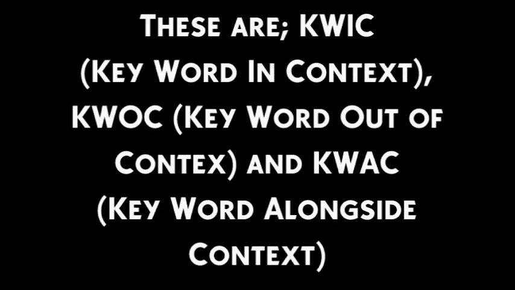Next is the keyword index. There are three types: KWIC, keyword in context; KWOC, keyword out of context; and KWAC, which is keyword alongside context. So keyword in context, KWIC; keyword out of context, KWOC; keyword alongside context, that is KWAC. So that is the keyword index.